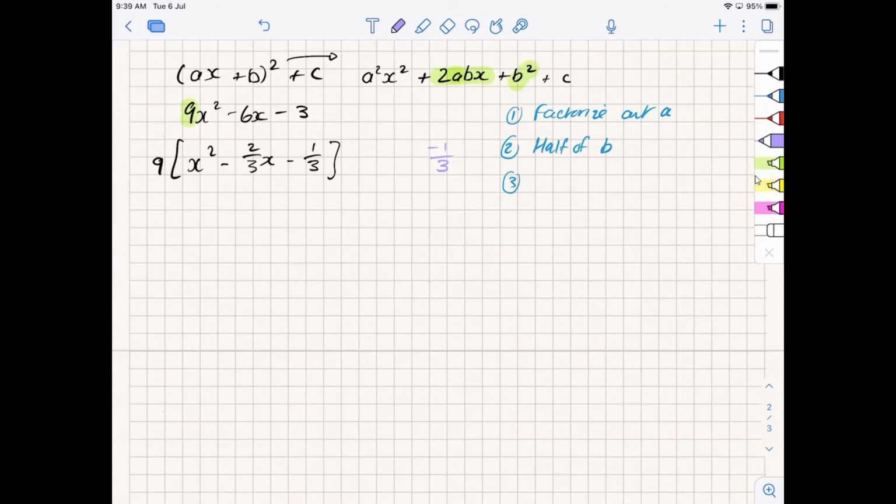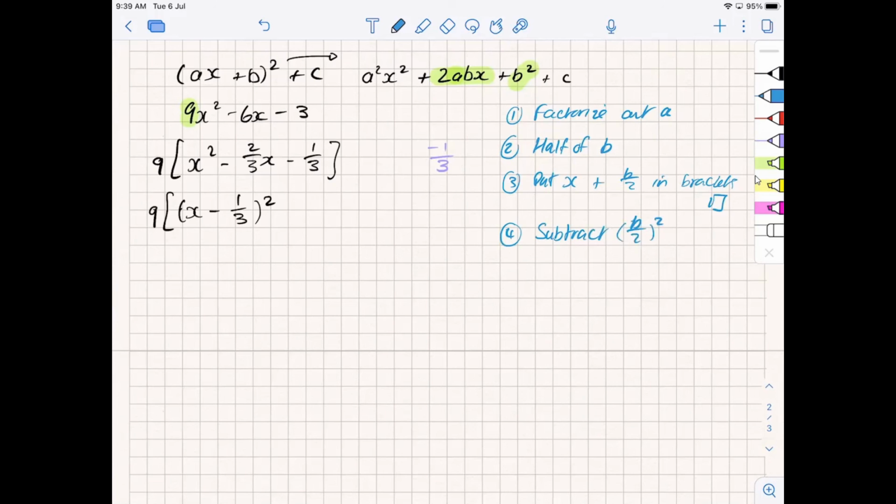Okay, so anyways, half of b is -1/3. So step number 3 is going to be the same. We're going to take this, we're going to put x and b over 2 in brackets squared. So if we come back, we've still got this 9 over here. We have x minus 1 over 3 squared. Now we need to subtract, because we've created this extra term, b over 2 in brackets squared.